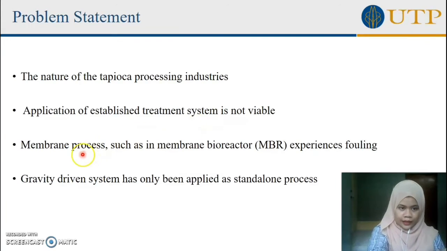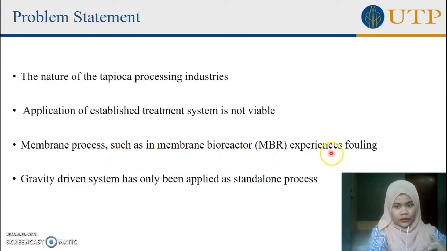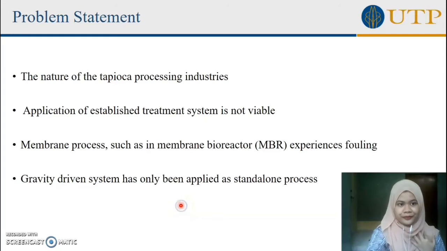Okay, and then the membrane process, such as in a membrane bioreactor, usually experiences fouling, and this causes problems because the fouling needs to be cleaned, whether chemically or by mechanical disinfection, and it becomes a bit complicated for the business owners to operate. So that's why the gravity-driven system has been introduced and applied as a stand-alone process, the SBI FSM just now.